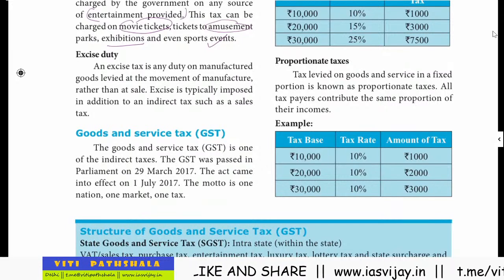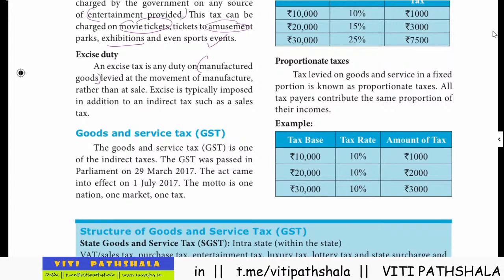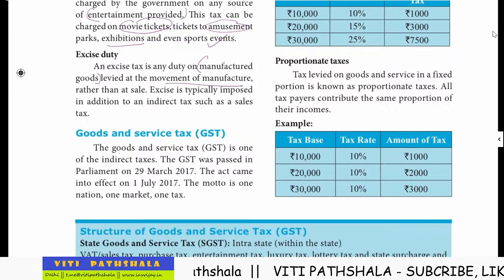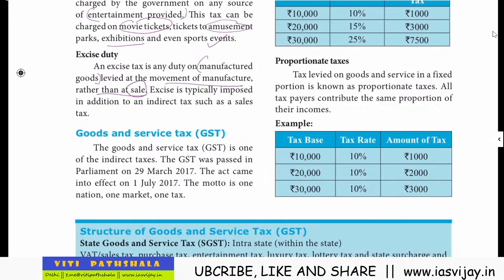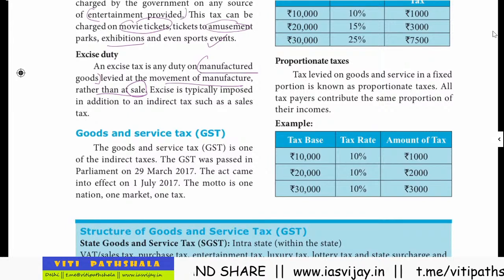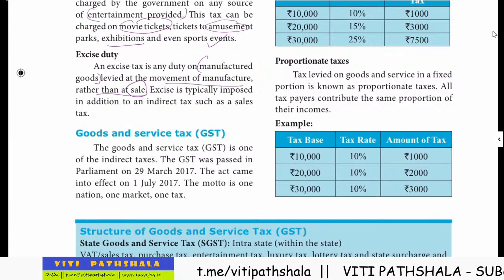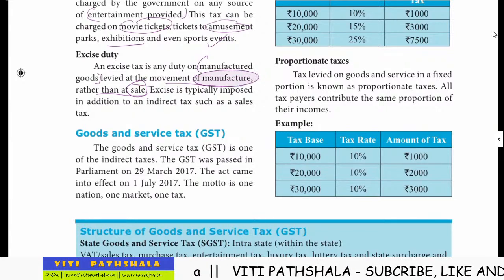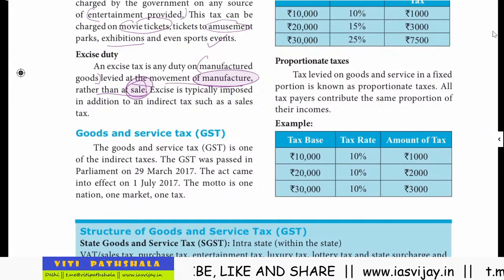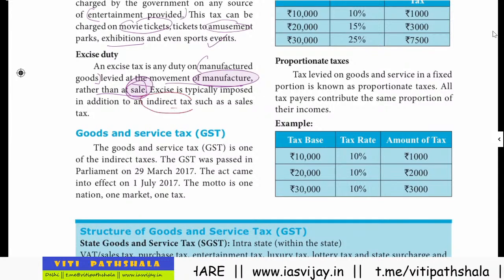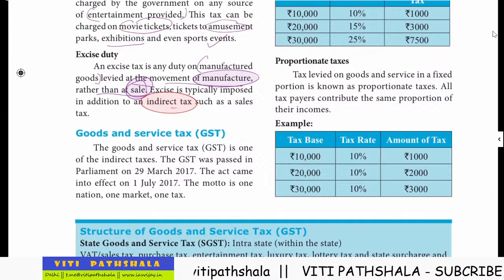The excise duty. An excise tax is a duty on manufactured goods levied at the moment of manufacture rather than on the sale. So it is levied on manufacture rather than on the sale. Then excise is typically imposed in addition to an indirect tax such as the sales tax. Sales tax is already being charged, and in addition to that you also have to pay excise duty.